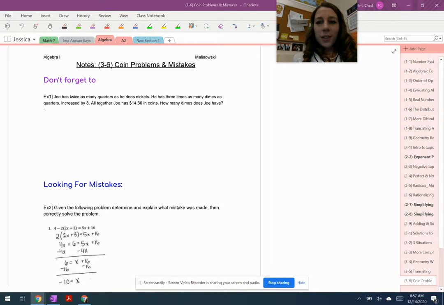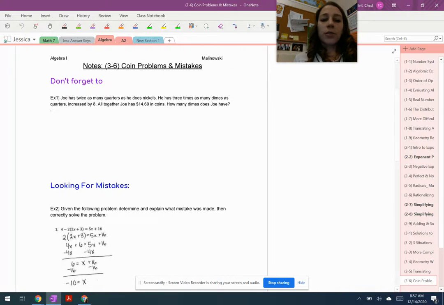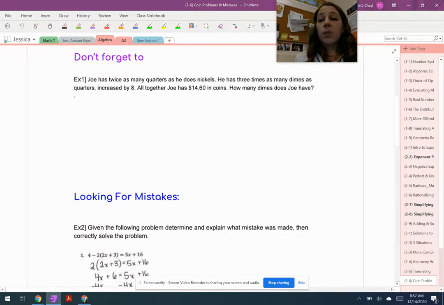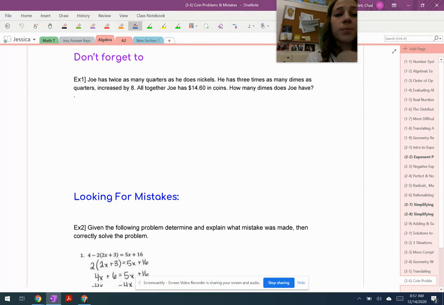Morning, algebra students. We're looking at notes for Unit 3, Lesson 6, coin problems and finding mistakes. So we're going to start with this first example, and before we fill in the "don't forget to," we're just going to jump right into the example, and then we're going to come back and do that afterwards.